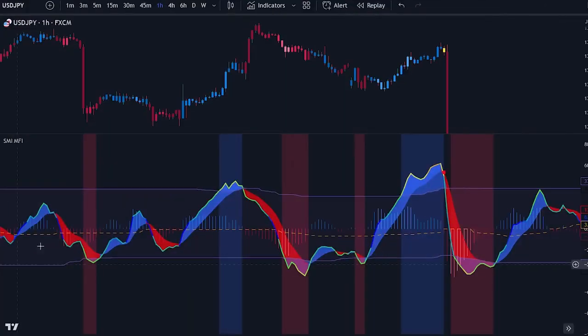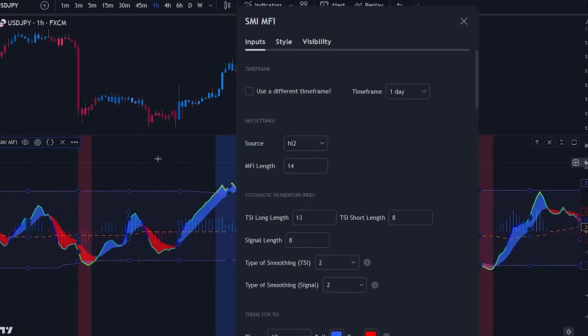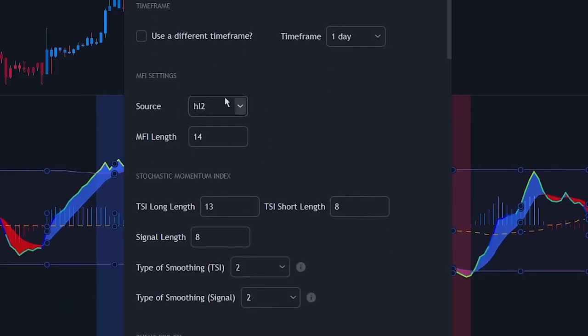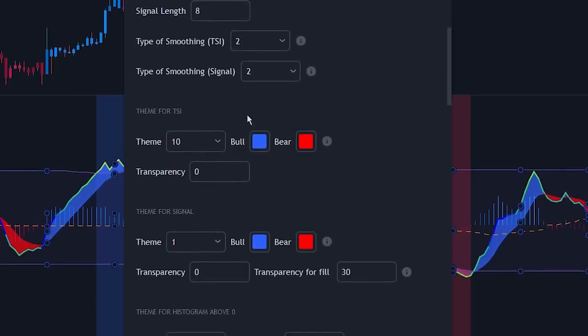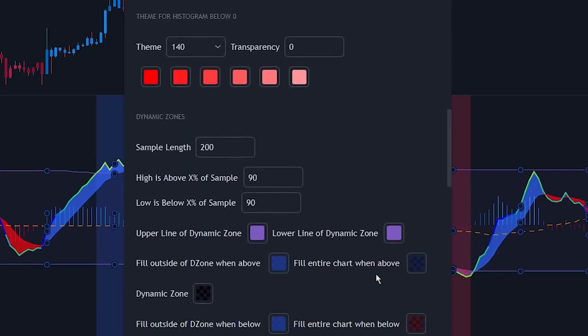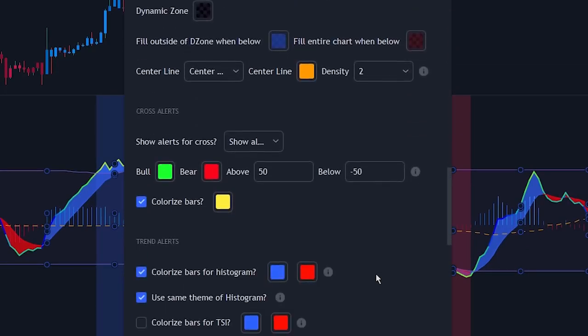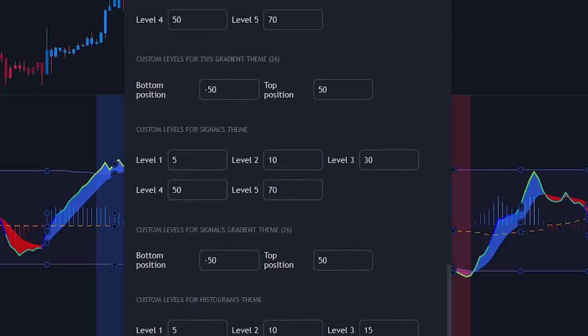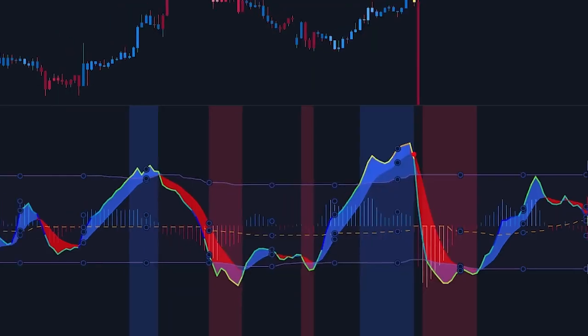If we navigate to the Indicator Settings tab, we can see that the indicator is highly customizable. The settings can be changed for the indicator timeframe, MFI, Stochastic Momentum Index, color theme, signal settings, histogram, dynamic zones, alerts, and much more. Since the indicator settings are already appropriately configured for the method we'll use, we will keep the settings at the default values.